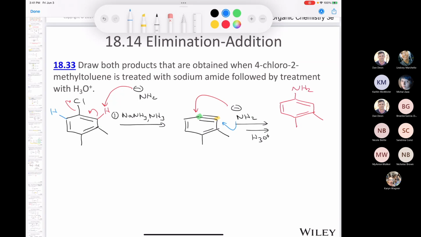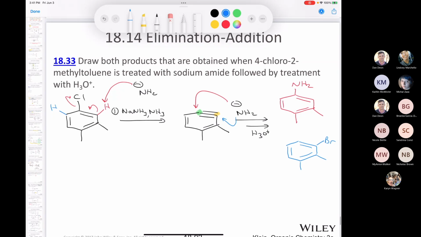But if it attacked where I have the blue curved arrow, then in that case, you'd end up with this compound where you have aromatic ring, the two methyls, and the bromine right next door like that. So that's one possibility.